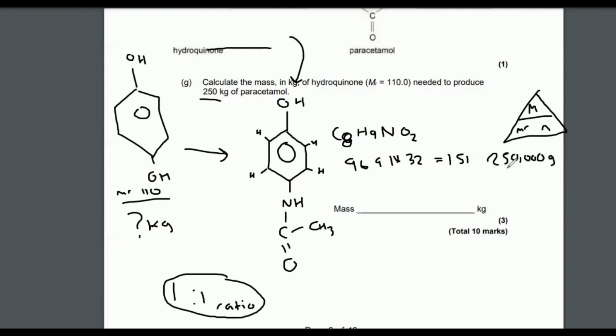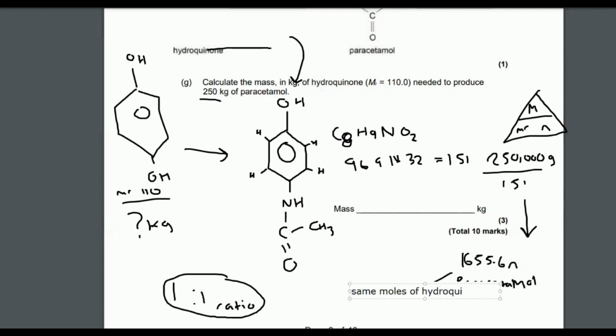We know we got 250 kilograms, times that by 1,000 because we use grams in amount of substance in chemistry. We don't use kilograms. So we want 250,000 grams, which is our mass, divided by the MR of 151, and we get 1,655.6 moles. Now, I'm going to times that by 110, but let's just explain why. So that's my moles of paracetamol. Remember I said it's a 1-to-1 ratio. If I know that I have 1,655.6 moles of paracetamol, as it's a 1-to-1 ratio, I know I've got the same moles of hydroquinone.